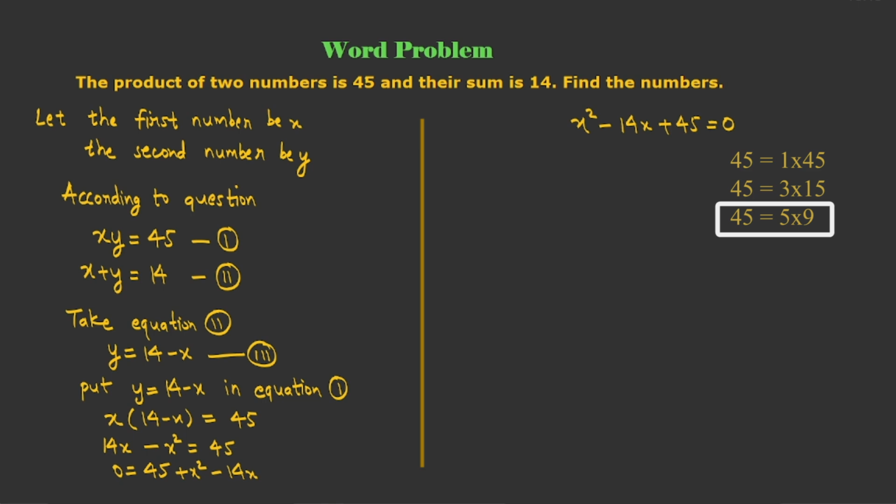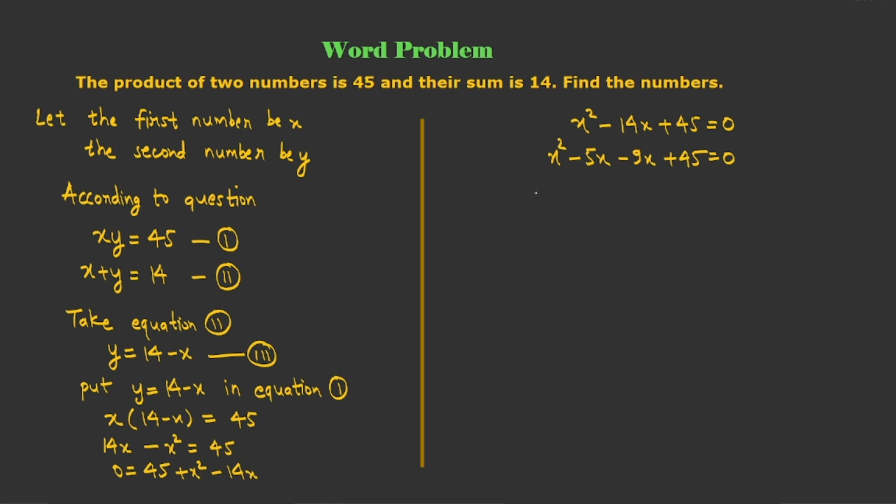The condition required for middle term splitting is satisfied only by these numbers, because 5 plus 9 will give you 14 and 5 into 9 will give you 45. So we will use this. So you will have x square minus 5x minus 9x, because minus 5 and minus 9 will give you minus 14, and minus 5 into minus 9 will give you 45, plus 45 equals 0. From here x is common, so taking x common, x minus 5, minus 9 common, x minus 5 equals 0.